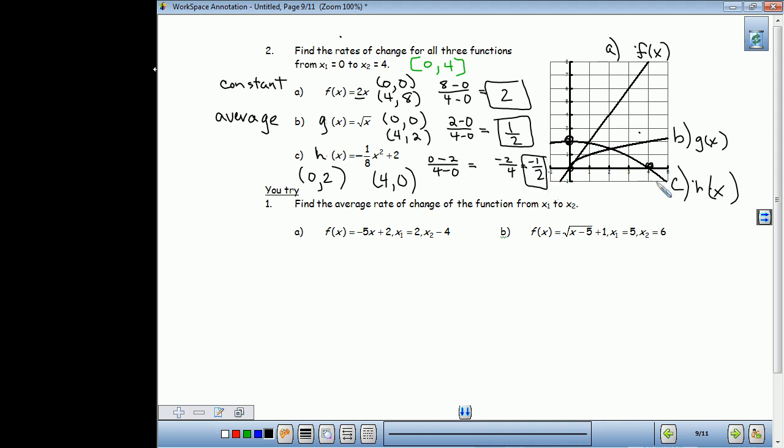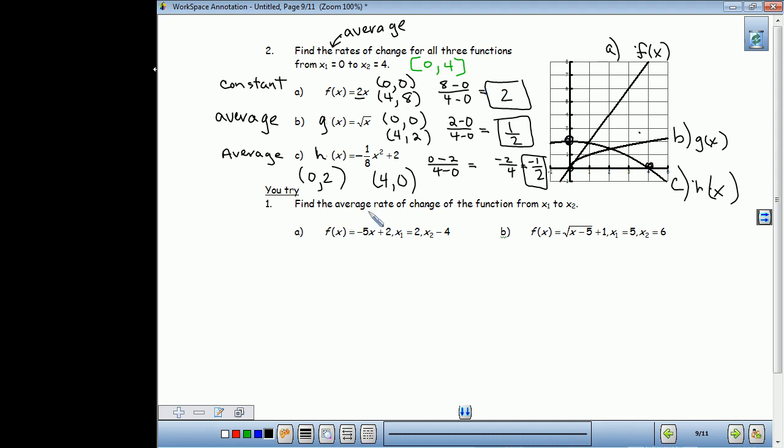Okay, so is this one linear? No. So all I can do on this one, once again, is an average rate of change. These are actually not rates of change, but average rates of change for B and C. A actually is a constant rate of change because it's linear.